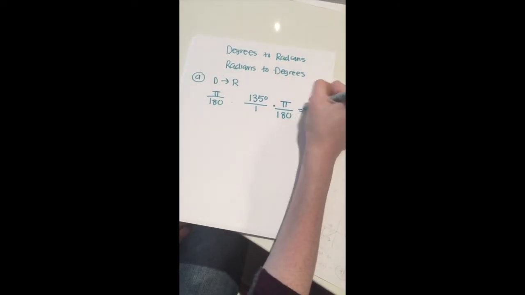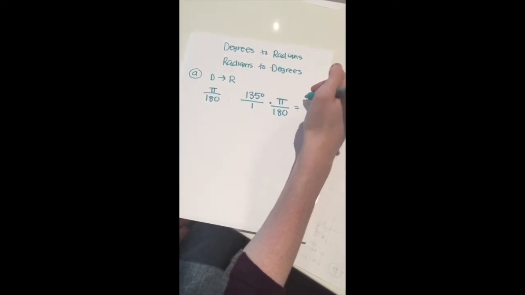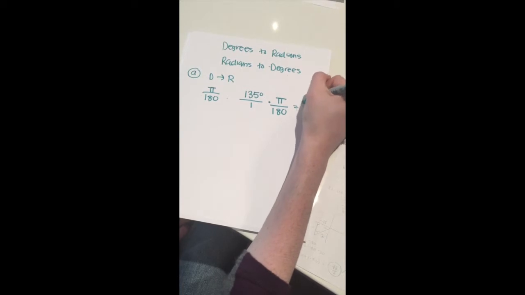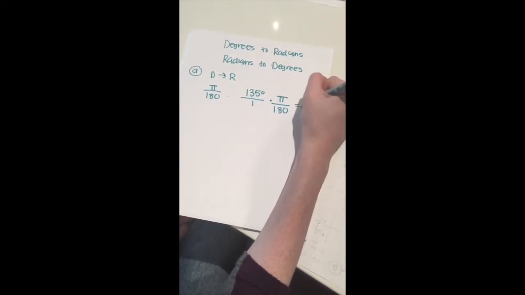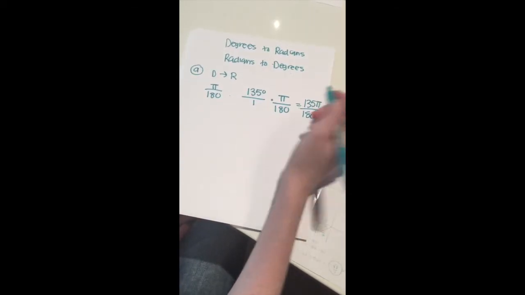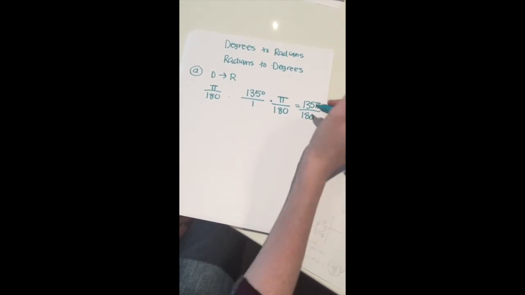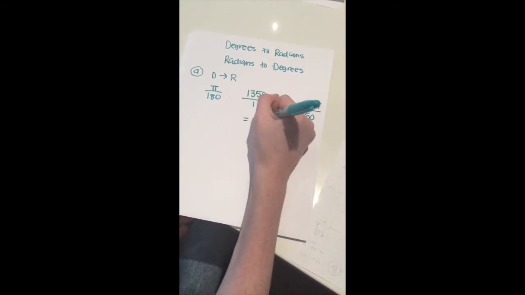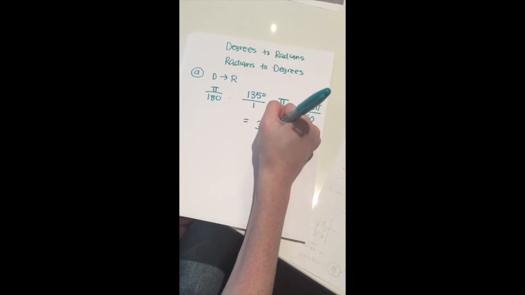Then you just multiply straight across, which you get 135 pi over 180, and then you always simplify. So when you simplify that, you get 3 pi over 4.